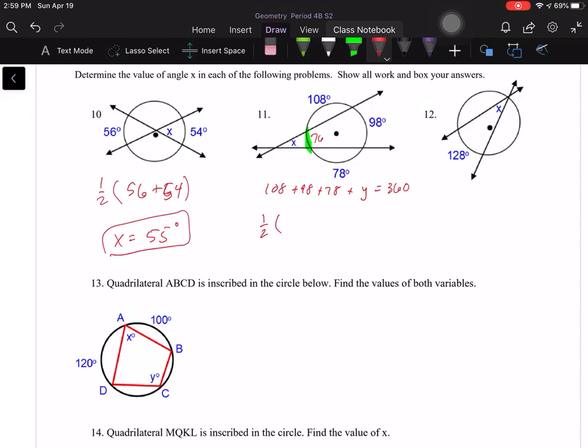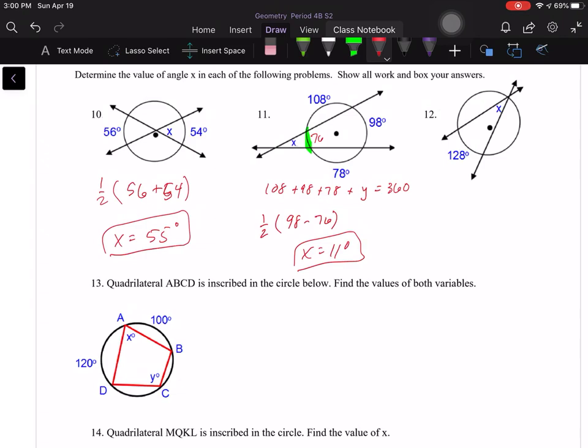So just like the last one, it's going to be half, only it's a subtraction problem of the two arcs. So that's going to be half of 22. X is going to be 11 degrees.